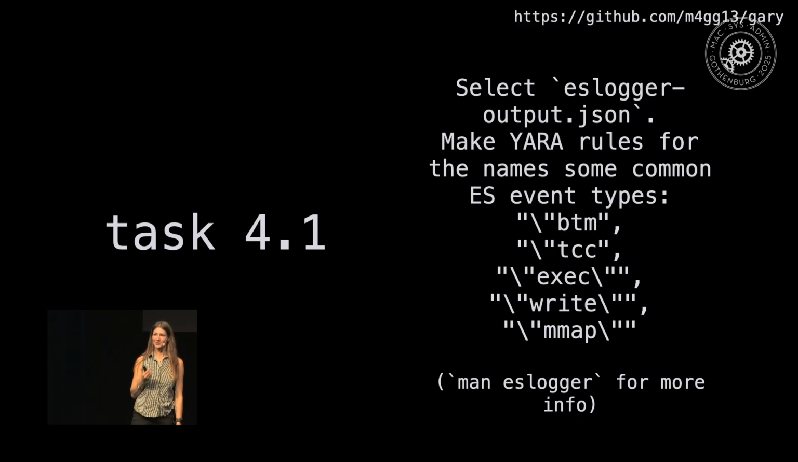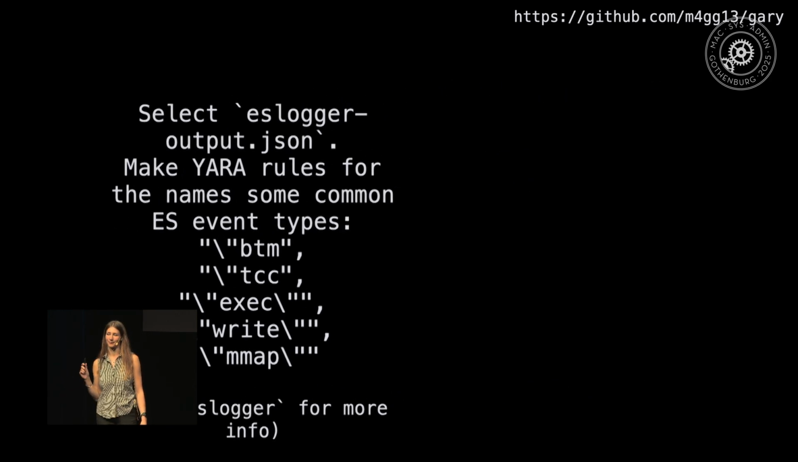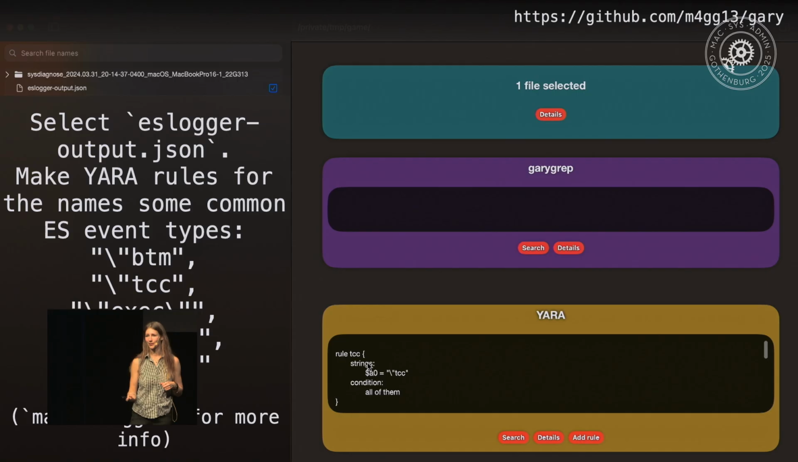Let's look at some ESLogger output, which will be in the form of a big JSON file, which you can learn to look at, but it's not very friendly at first. So we'll just take a look at first here to see what kinds of events we're dealing with in this big JSON file. And the way that we'll do this is by writing some YARA rules where we'll include the event names, one per YARA rule.